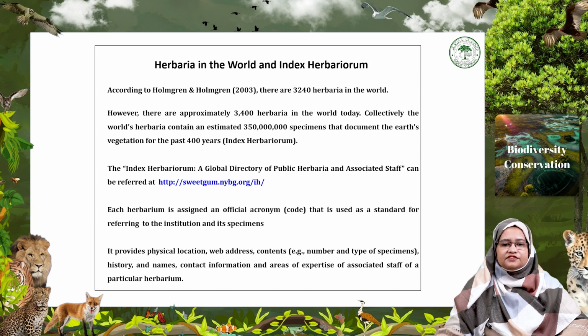So it provides a physical location, web address, and contents like the number and types of specimens, history, names, contact information, and areas of expertise of associated staff of a particular herbarium. Herbarium is very important because from this we can directly connect to the person from whom we can get the information about the particular plant we want to know about. So it is very important.